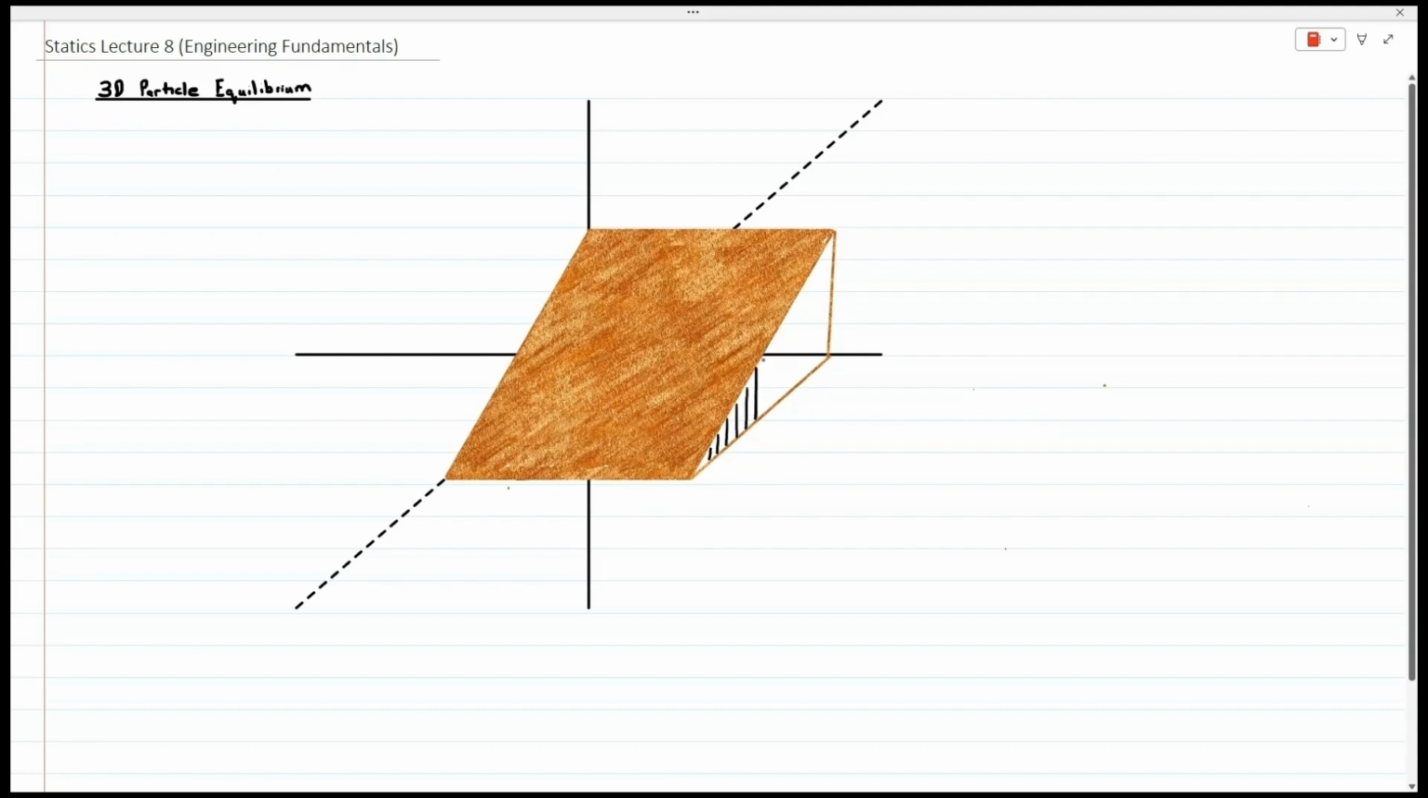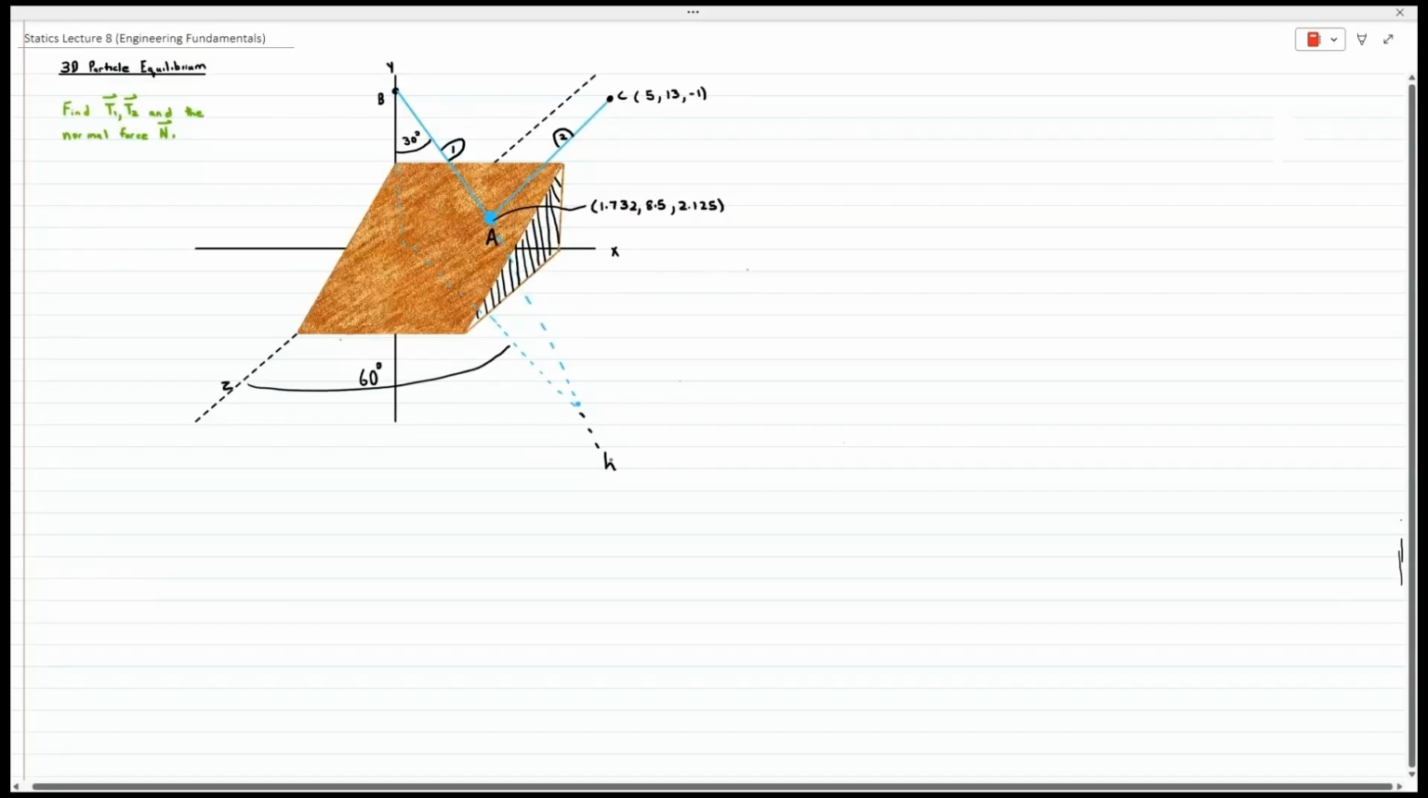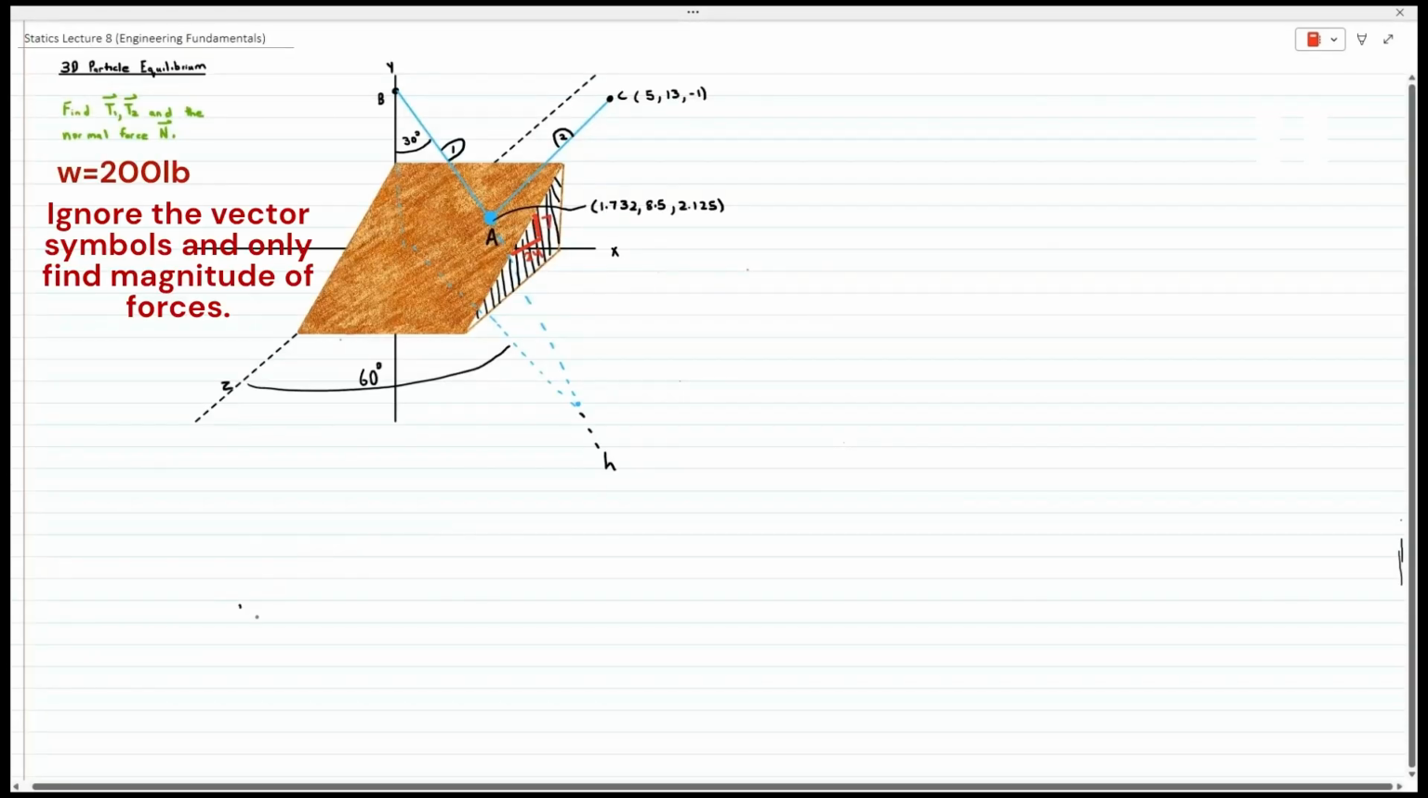On the surface of this inclined plane, we have a particle. This particle is connected to two cables, cable B and cable C. The coordinates of A and C are given, while the angles relative to B are given. Our goal is to find the tensions in the cables as well as the normal force. Knowing that the weight of the particle A is 200 pounds, we can also see the slope of the inclined plane was given to be 7 rise and 24 run.